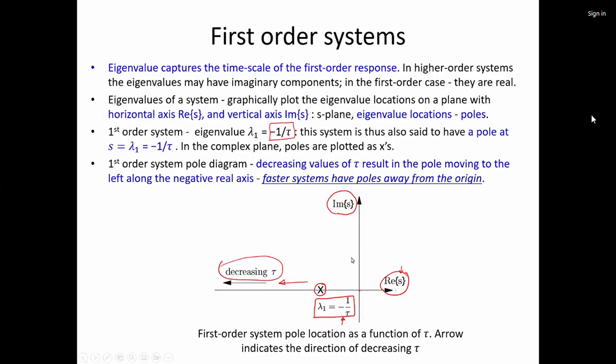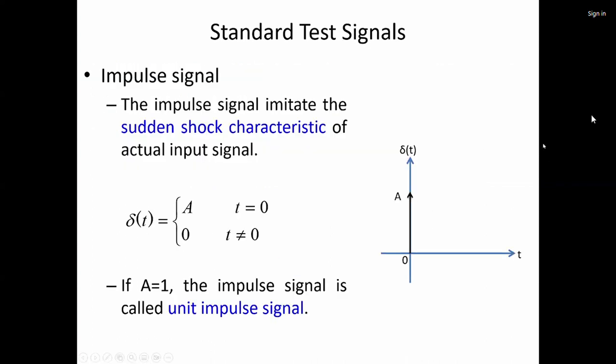Now this is a very brief introduction to the frequency representation of a first order system. We'll come back to it a little bit later. But before that, I want to introduce you to various kinds of signals. Okay. The first kind of signal is the impulse signal.